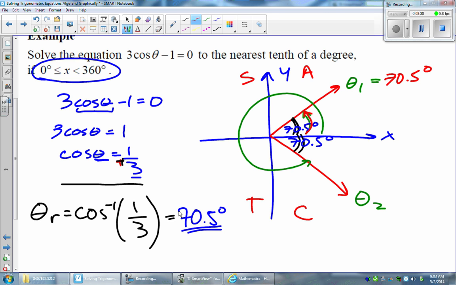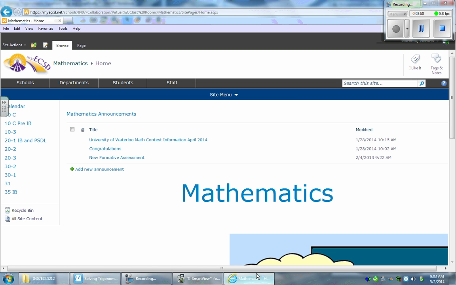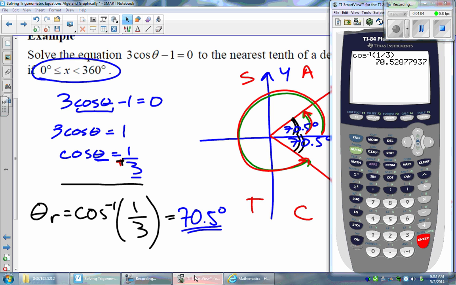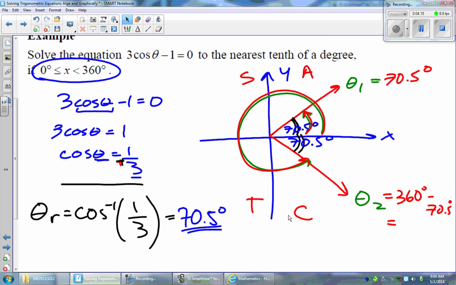The second solution went from the positive x-axis all the way around in the fourth quadrant. To find that rotation angle, we have to take 360 degrees and subtract the reference angle, so 70.5. Okay, so let's see what value we get when we subtract 360 minus 70.5. And let's see what second answer we get here. So 360 minus, second, negative sign, you should get the answer there, 289.5 degrees. So that's my second and last solution.